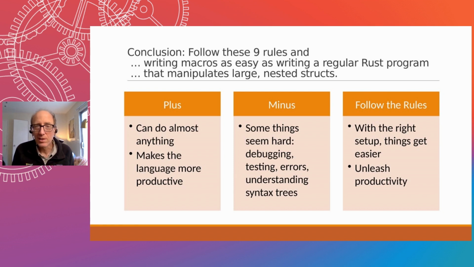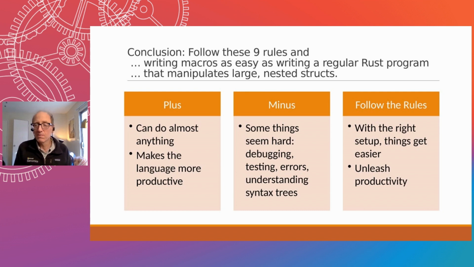The conclusion is, if you follow these 9 rules, you can make writing macros as easy as writing regular Rust programs. Regular Rust programs that manipulate large nested structures. So it's kind of easy, but still not super easy. The plus is that with procedural macros, you can do almost anything.